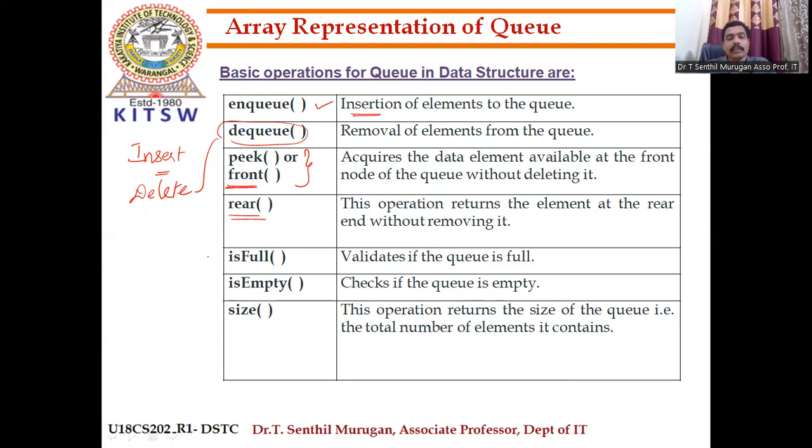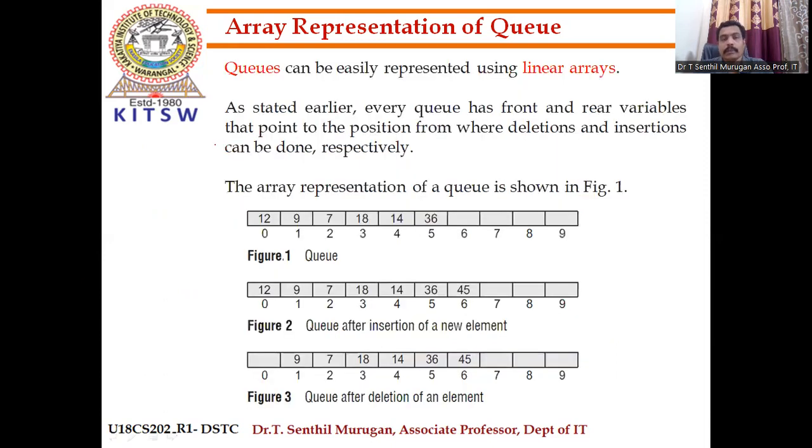So what are the conditions we are checking? We have to check whether the queue is full or not, and whether the queue is empty or not. If it is full, we are unable to do enqueue. If it is empty, we are unable to do the dequeue operation. Finally, the size operation returns the total number of elements it contains. Okay, so these are the basic operations on the queue. It looks similar, but we have two pointers here, the front pointer and the rear pointer.